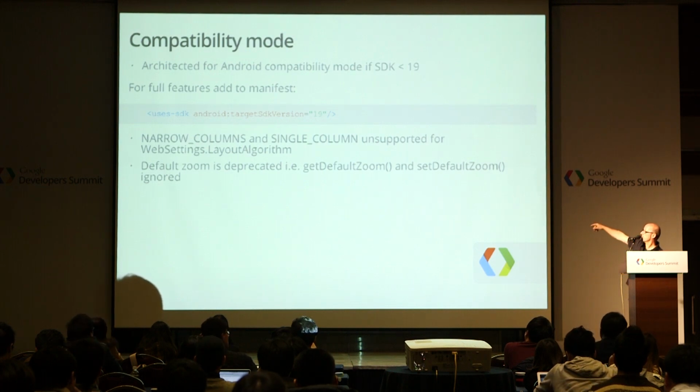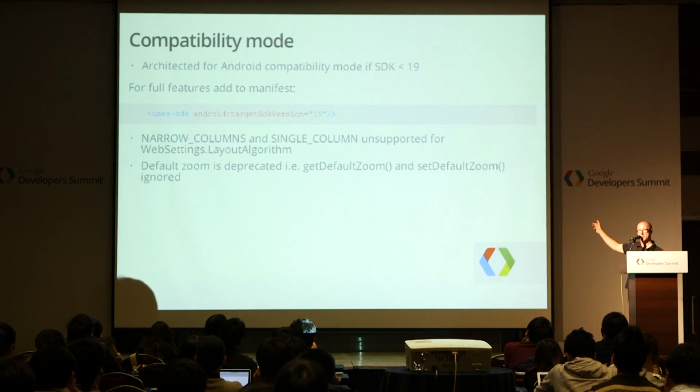These two things that I've singled out, you should know are not supported in any mode currently on the WebView and probably never will be, so be aware. If you use narrow columns and single column for controlling the layout in your application, that's gone. What you can do now is use text autosizing, which is a feature in the Chrome WebView, so there are workarounds to fix this. The other thing is that getDefaultZoom and setDefaultZoom don't do anything anymore, so they're just stubbed out. So if you're using those, don't use them.